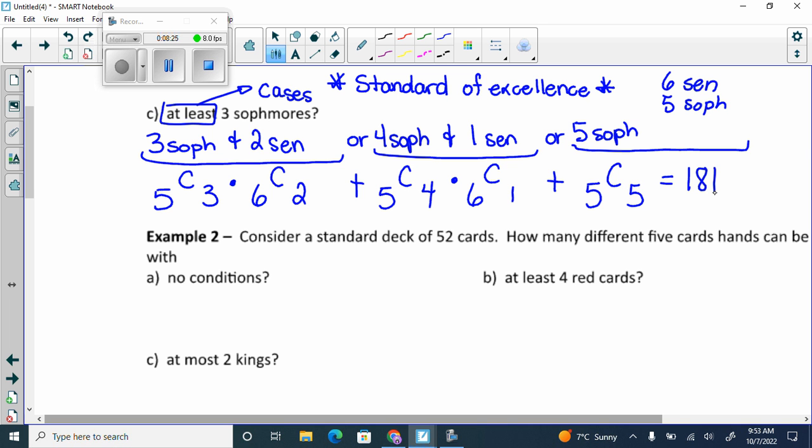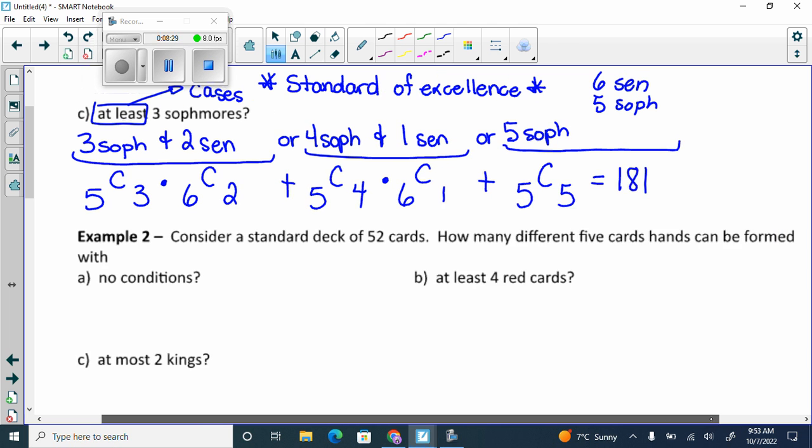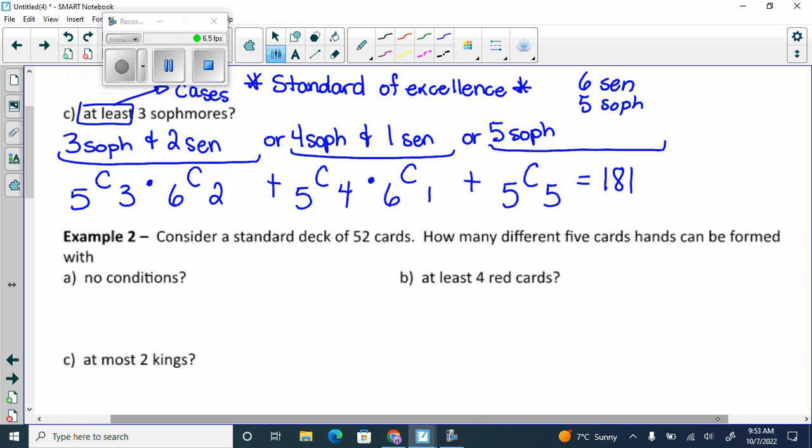Okay. Let's look at the card deck. Consider a standard deck of 52 cards. We have 52 total. How many different 5-card hands?